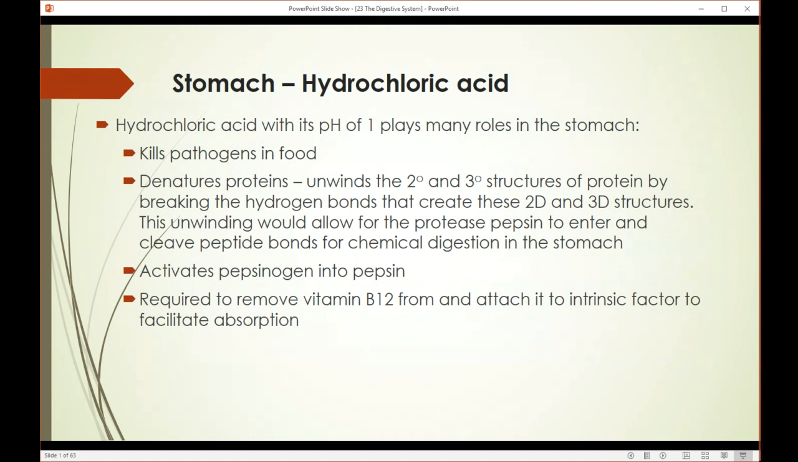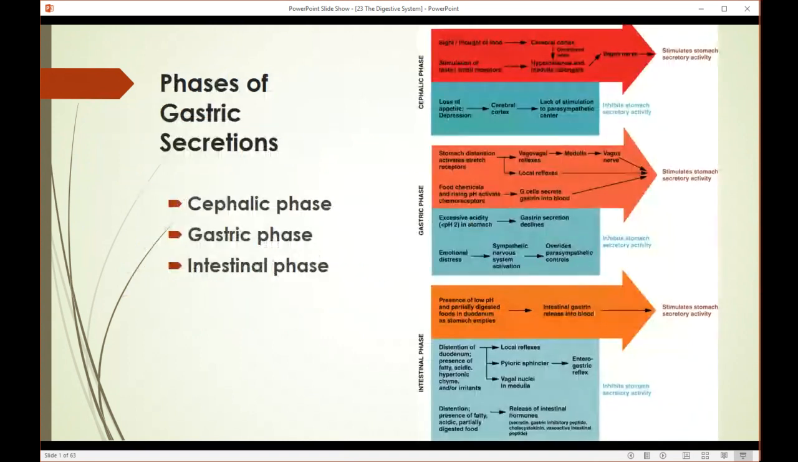Okay, but what hydrochloric acid does is that it breaks those bonds. Okay, it breaks the hydrogen bonds that are going to create that 3D structure, and that unwinds the ribbon, or it unwinds these proteins, and that helps to chemically digest the food. It's also going to activate that pepsinogen into pepsin, and it's required to remove our vitamin B12 and then attach it to intrinsic factor, which can help to facilitate absorption. So we needed to absorb the vitamin B12.